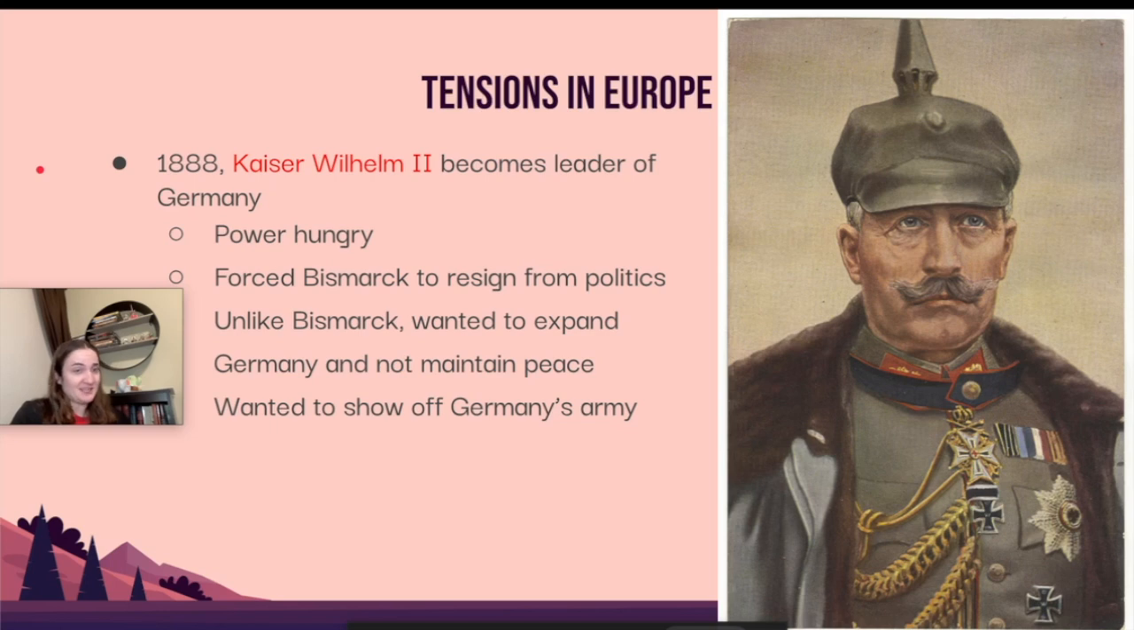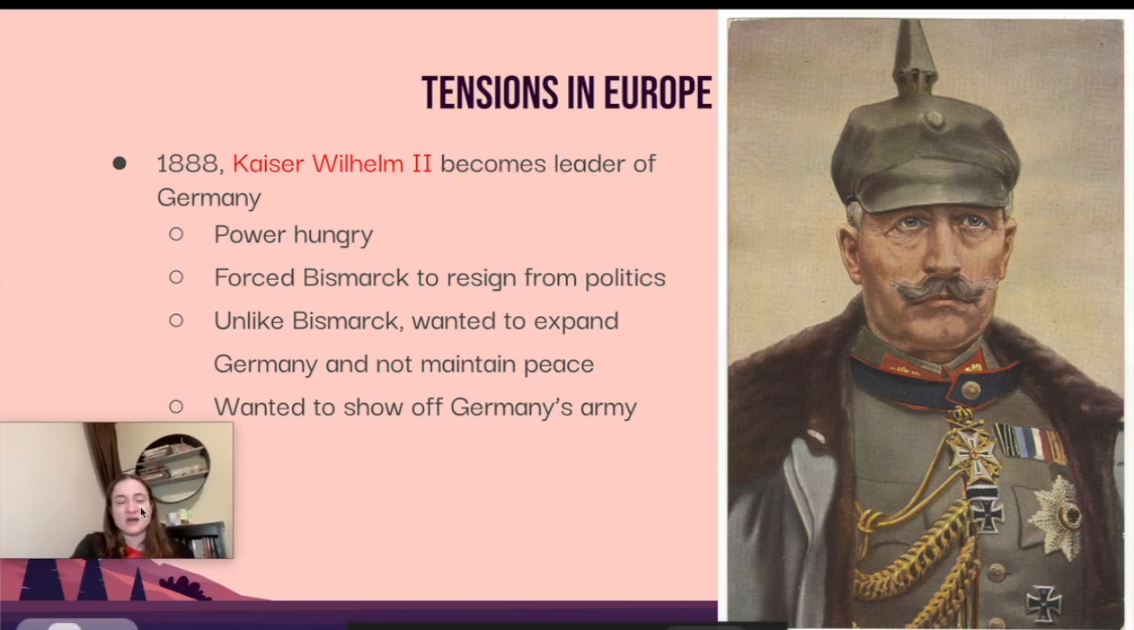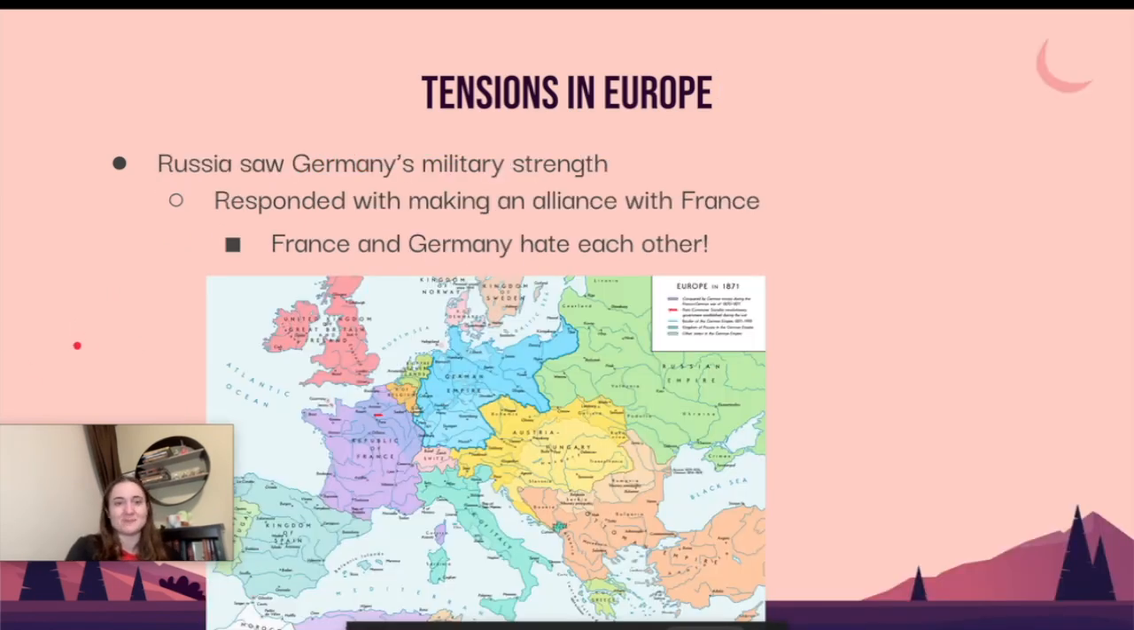But things change. In 1888, Kaiser Wilhelm II, this dude right here, becomes the leader of Germany. And he's pretty much the opposite of Bismarck. He is super power hungry. He also forced Bismarck to resign from politics. Unlike Bismarck, he wanted to expand Germany and pretty much start war with anyone he wanted to. He really wanted to show off Germany's army.